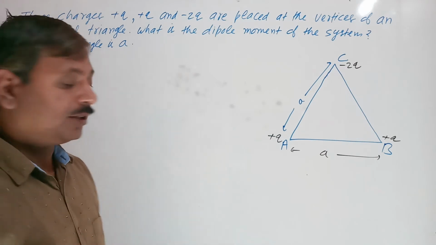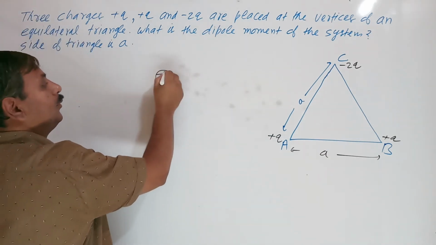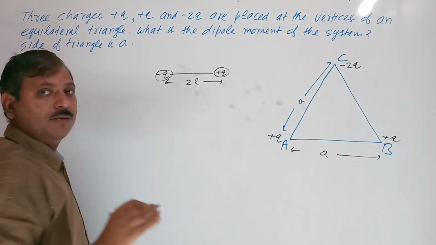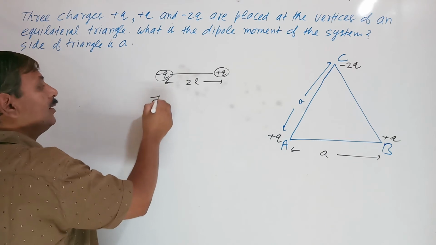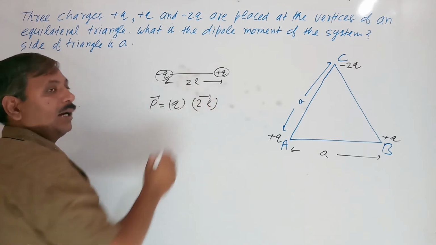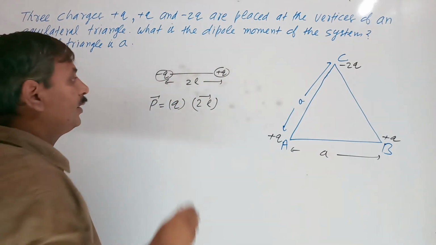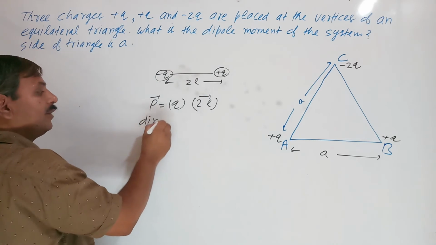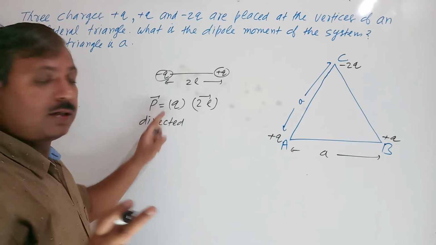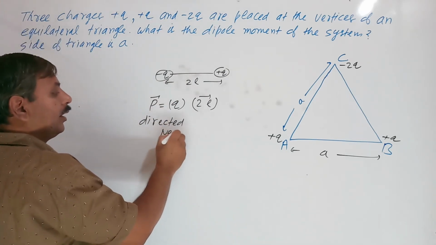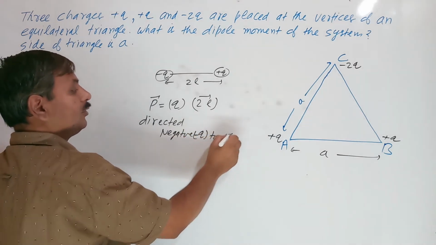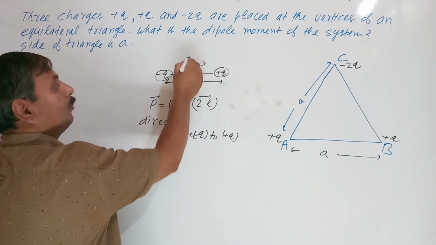If two equal and opposite charges minus Q and plus Q are kept at distance 2L, we know the dipole moment P is equal to one of the charges times the distance between the charges, directed from negative to positive. It is a vector quantity, directed from negative charge to positive charge, and this will be the direction of the dipole moment.